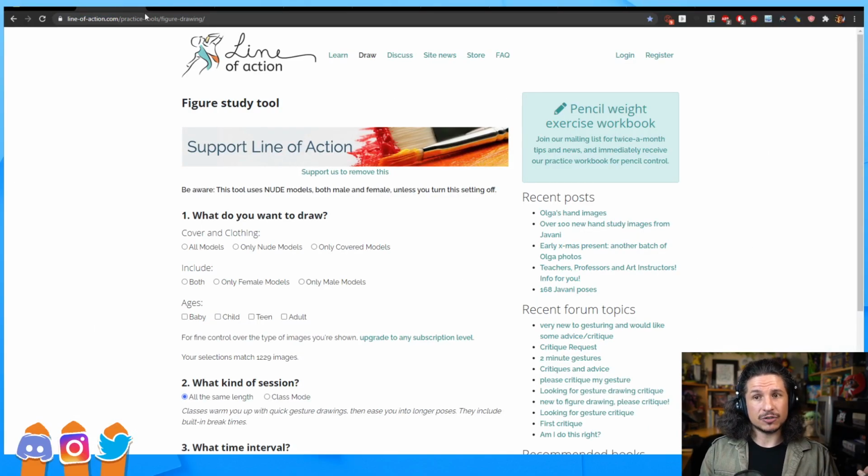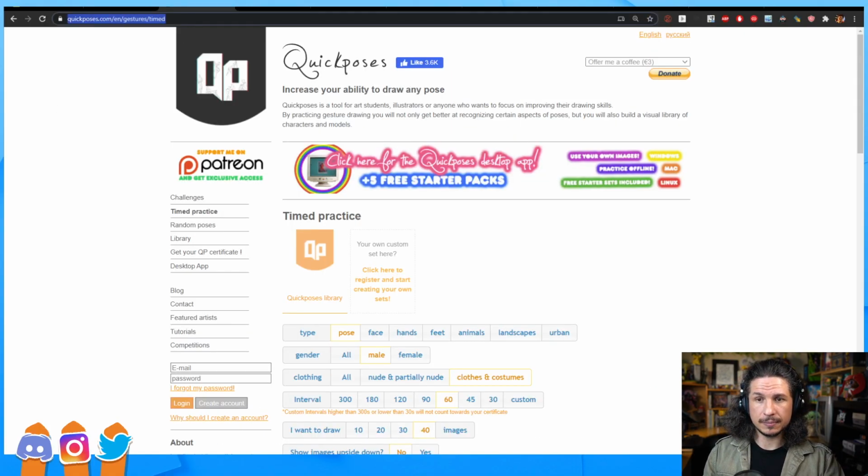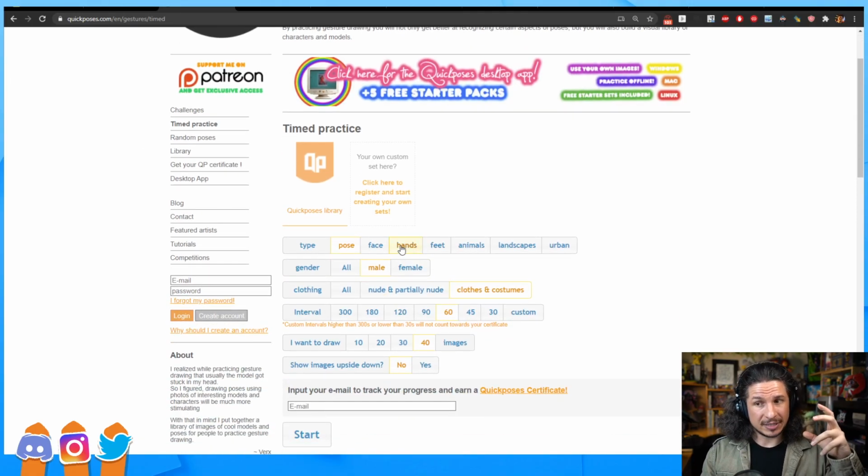These are going to be some gesture drawing sites. A couple that I recommend are lineofaction.com and QuickPose. These are both great sites. I have them bookmarked whenever I want to do some gesture drawing or gesture posing. I just open these up and you can focus on just posing out hands. You can do just facial poses, a full body pose.